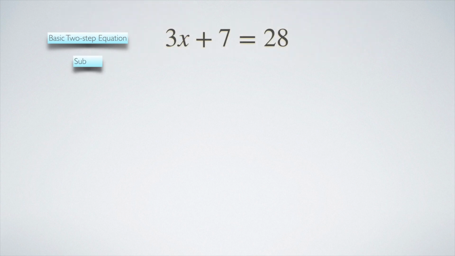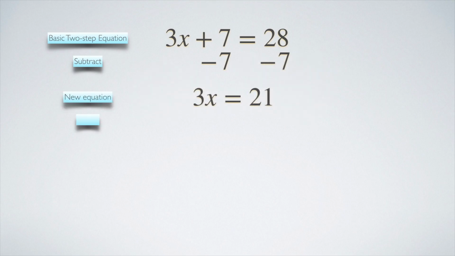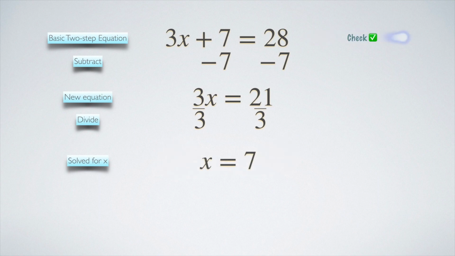Here we have 3x plus 7. We're going to subtract that 7 first from both sides. As always, get a new equation. In this case, we'll divide by 3. And we will have solved for x. When we do that division, we get x equals 7.